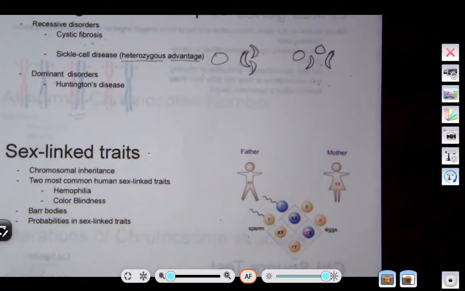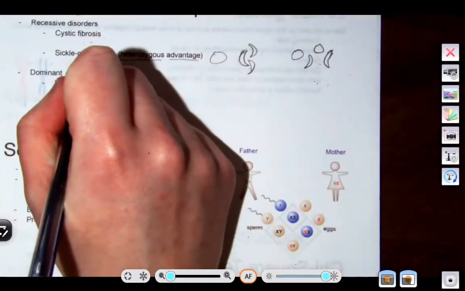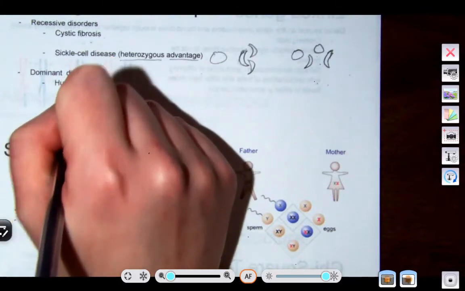The reason why this dominant trait has stuck around for so long is because it doesn't tend to kick in until your 40s or 50s. And so people with Huntington's generally have reproduced by then, and they pass that gene on as well. It's one of the reasons why it hasn't disappeared. Generally, if it's a dominant disorder and it affects you early on, and it prevents you from reproducing, over time, that trait will disappear.